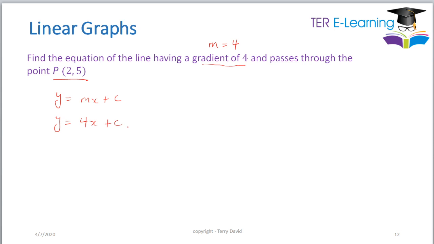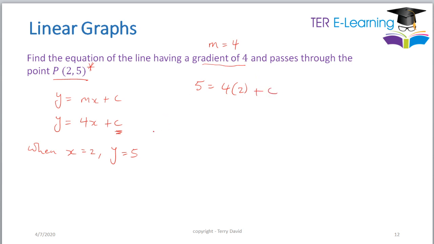So I know what the gradient is. Now, my next thing is I need to know what c is. C is a constant, and the only way we're going to work out that constant is by using a point that is on the line. So from that point, which is 2, 5, we can say that when x is equal to 2, y is equal to 5. So I'm going to take those two values and substitute them into the equation.